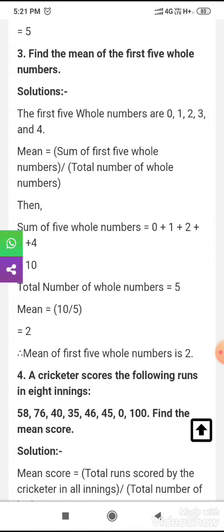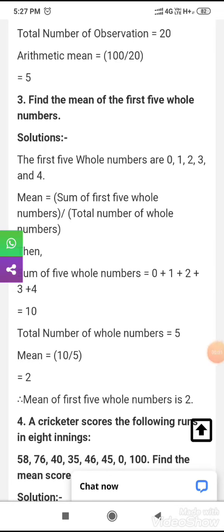And we also know about the mean. Mean is equal to the sum of all the observations divided by the total number of observations. So first we add 0, 1, 2, 3 and 4. Then we divide it by 5. So the sum of the first 5 whole numbers is 10 and the total number of observations is 5. So mean is equal to 10 upon 5 and our answer is 2.